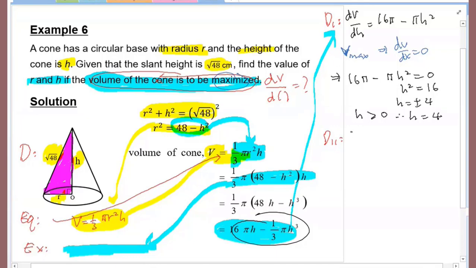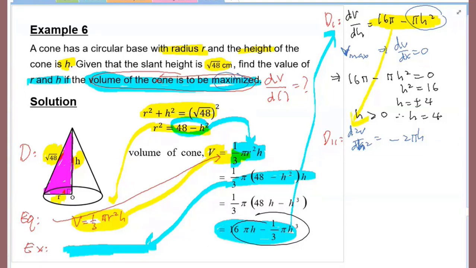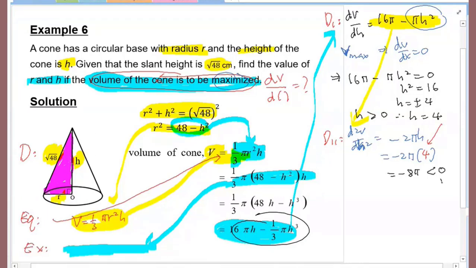Okay, it's okay. Go. The second derivative d2V over dH square. And this 16 pi is constant, so differentiate gives 0. This one is negative 2 pi H. Differentiate it. Okay, and substitute H equals 4. The answer is negative 8 pi. Confirm less than 0. So maximum. Okay, confirm. Therefore, V is maximum when H is equal to 4.